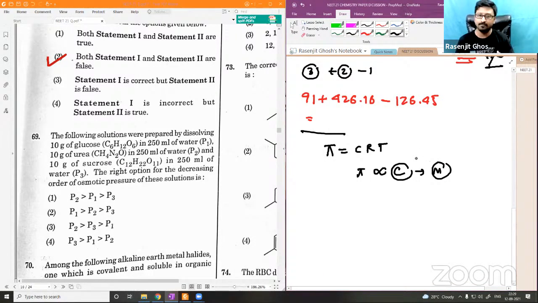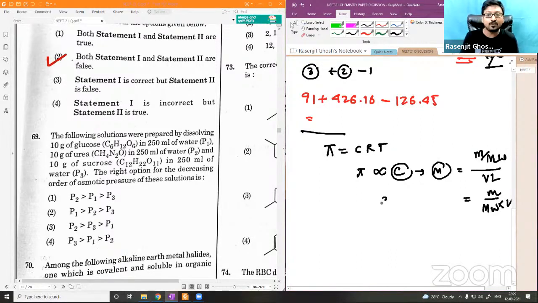What we know from the definition is that molarity is basically mass by molecular weight divided by volume in liters. That is mass by molecular weight into volume. So the concentration is inversely proportional to the molecular weight, and that is also inversely proportional to the osmotic pressure.